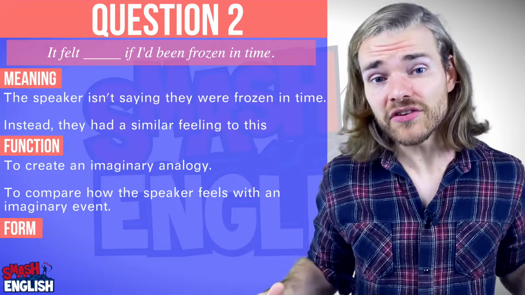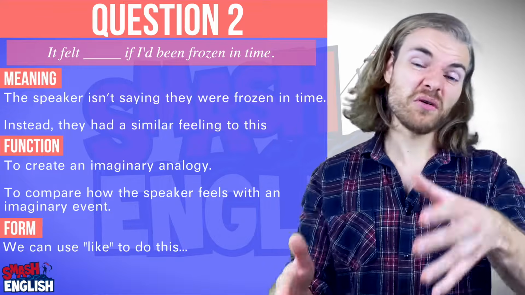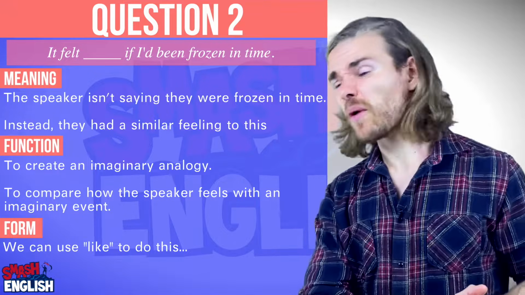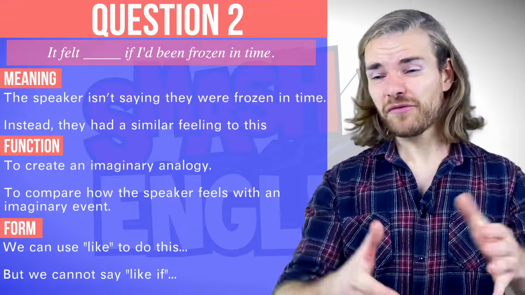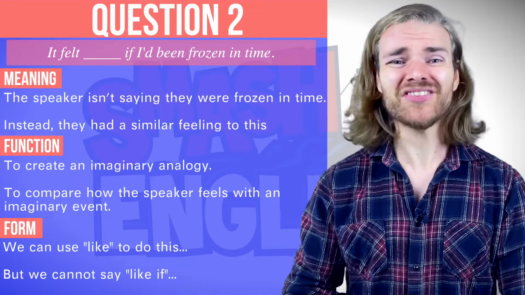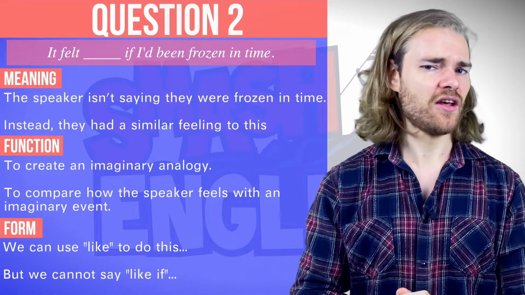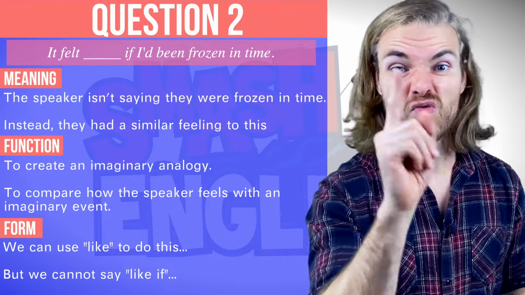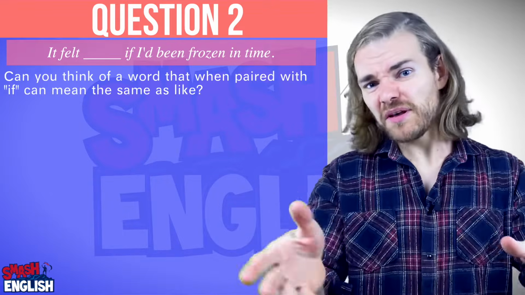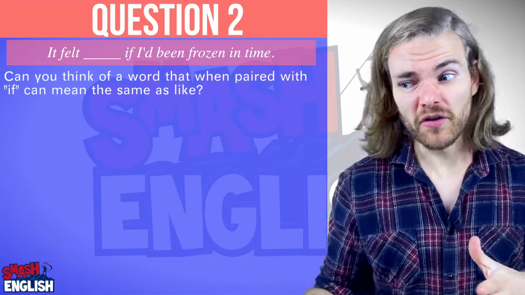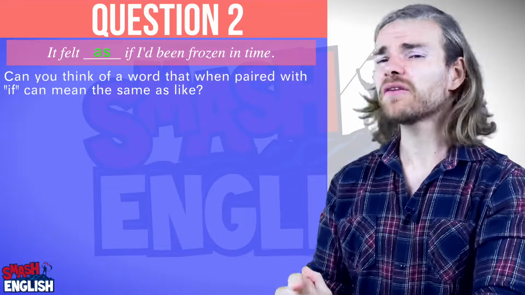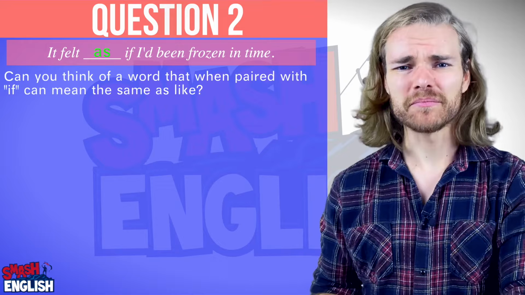One way we could do this is with like. I felt like I'd been frozen in time, but this is impossible in this situation because we have the word if. And we cannot say I felt like if I'd been frozen in time because that is grammatically incorrect. No, the form there would be wrong. Can you think of a word then that when paired with if can mean the same thing as like? The answer is as. I felt as if I had been frozen in time.